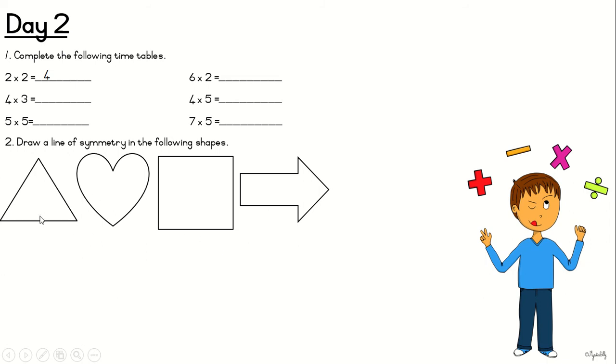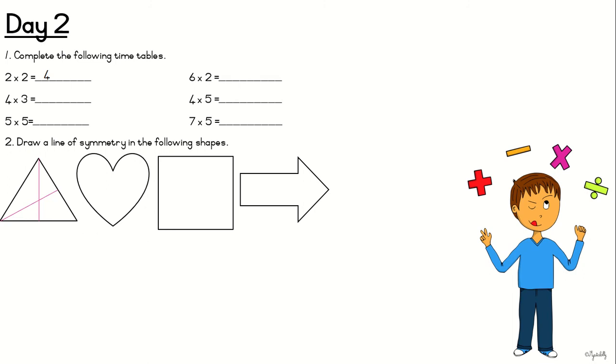I'm going to do the triangle for you. And a triangle has 3 lines that we can put in. Remember, if I put a line of symmetry, it must be so that the shape can fold equally on top of each other. Let's see quickly. If I put a line of symmetry in here, it means if I cut out this triangle and I fold it on my pink line, this side will fit exactly on top of that side.